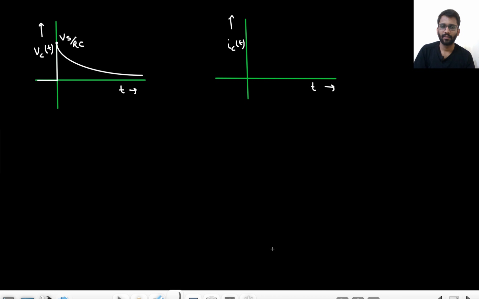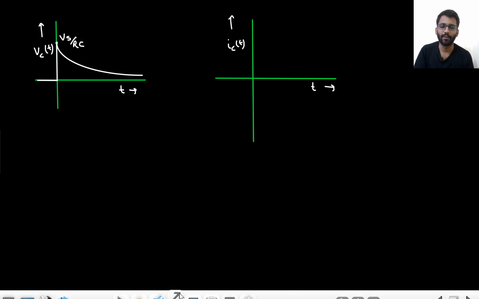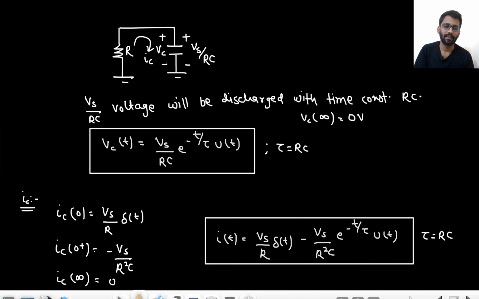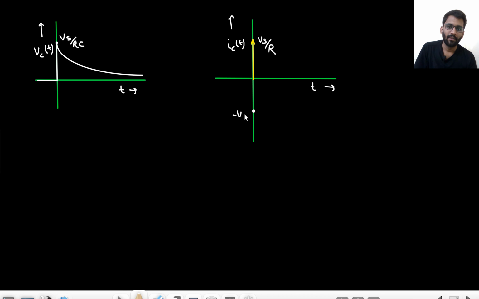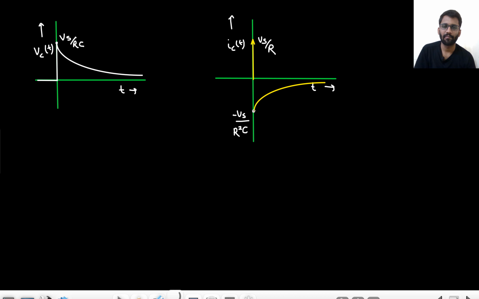What about the current? This axis I should have made much better. So initially there is an impulse current that has, not the magnitude, sorry, the area Vs by R. Then suddenly the current goes down to minus Vs by R square C and then discharges to 0, right? With time constant tau equals Rc. Are you getting my point or not?